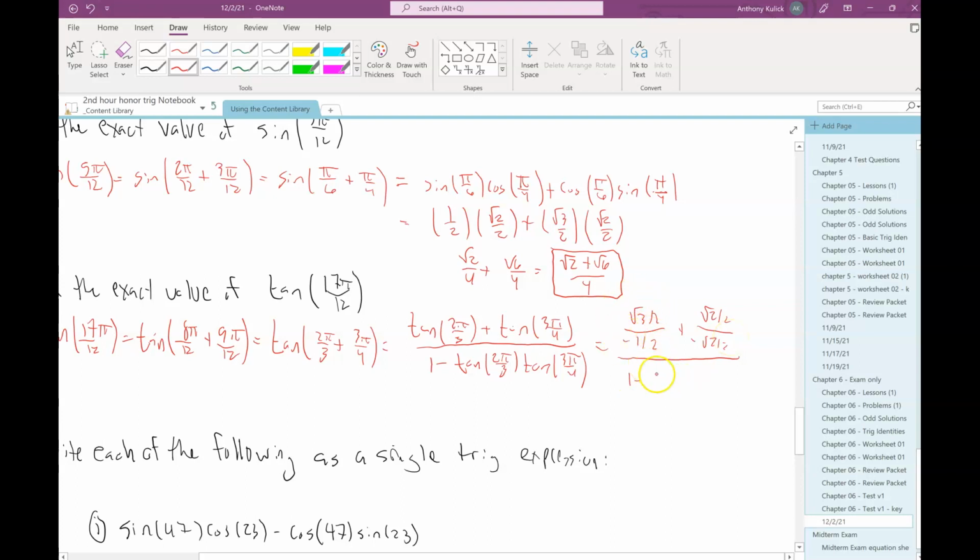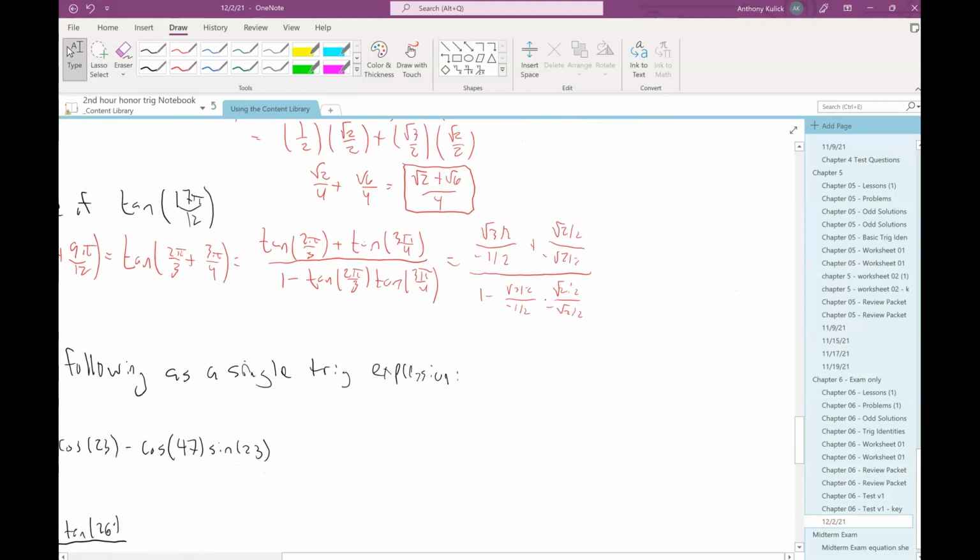Now I've already done this, so I'm going to just copy this down. And we've already done 3 pi over 4, so I'm just going to copy that down. Okay. So here, the divide by 2's cancel, so I'm left with negative root 3. Here, both those things cancel, so we're left with minus 1.